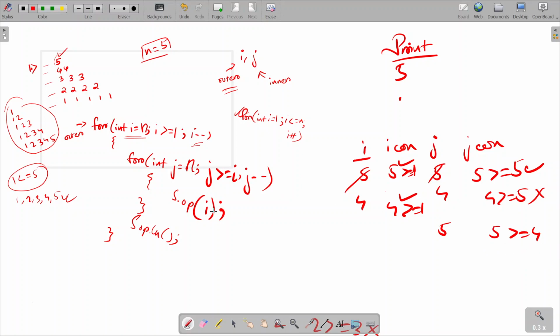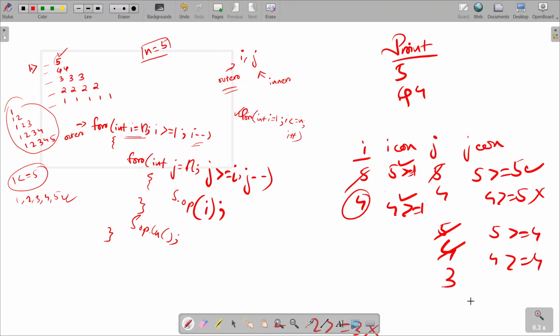It's entering the loop and printing i. Notice we are printing i over here. And what is the value of i? i is 4. So we will be printing a 4. Then j's value will get decremented to 4 because of j minus minus, and it will check the condition, 4 greater than or equal to 4. Yes, it is. It will again enter the loop and again print i. i's value is 4, so 4 is getting printed.